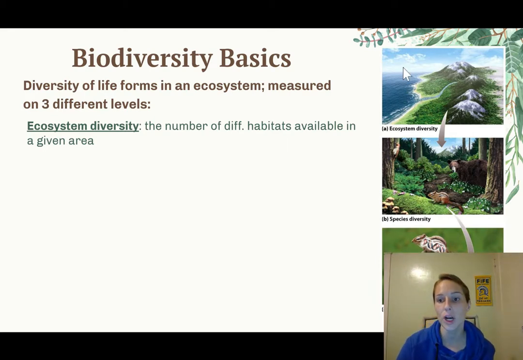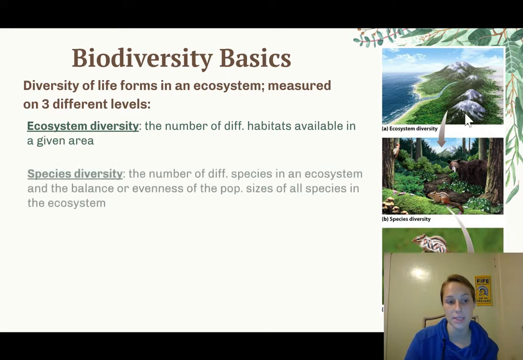So if you look at this picture up here on the top where we're looking at ecosystem diversity, in here you're going to see that we have like an ocean ecosystem, a beach ecosystem, a forest ecosystem, more of like a mountain ecosystem. So we have different types of habitats in this area that we're looking at.